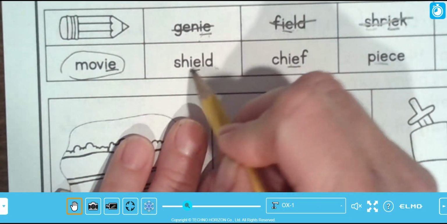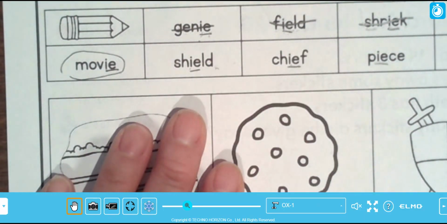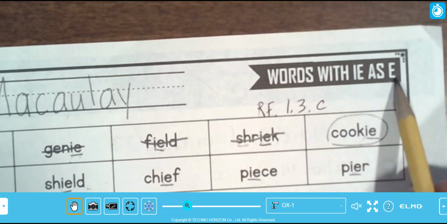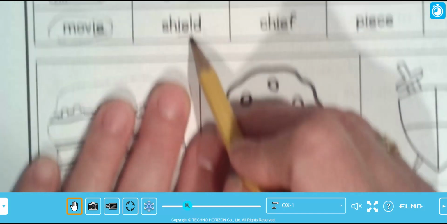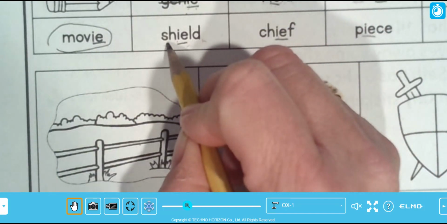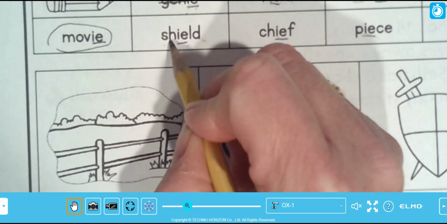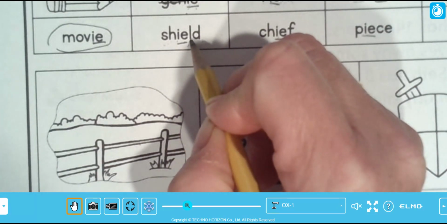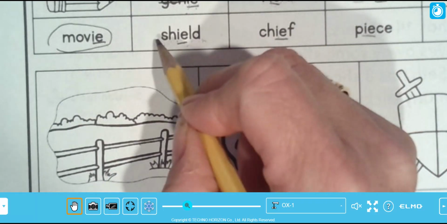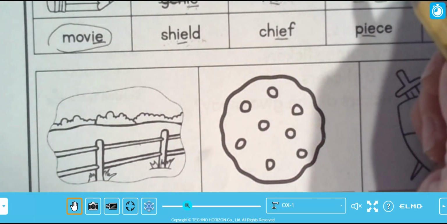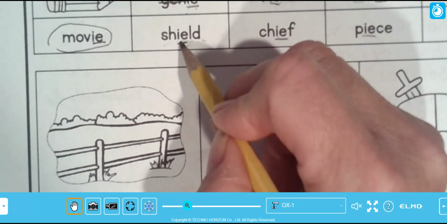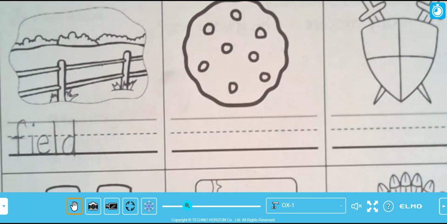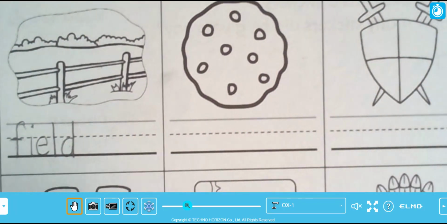Okay. So what sound does the IE make? It makes the E sound because this is IE as E. E sound. Okay. So let's read it. SH together. Shh. E. L. D. What is the word? Shield. Shield. Right? So which one of these three pictures shows a shield?